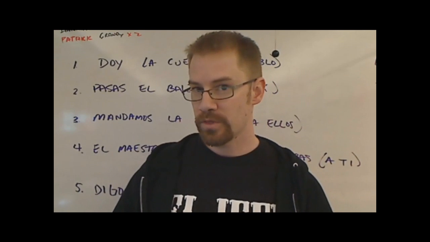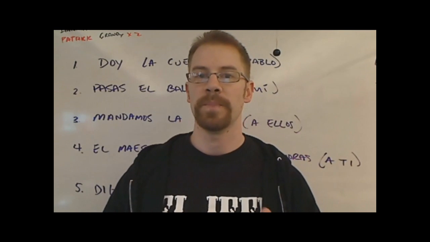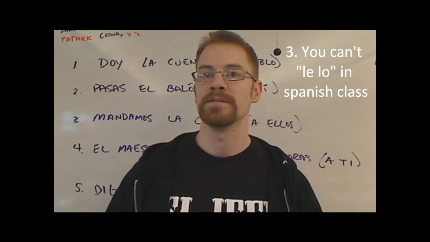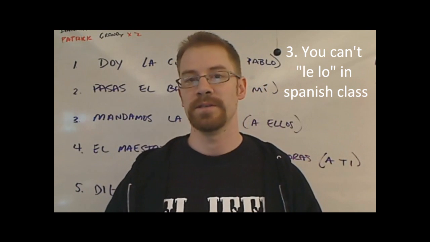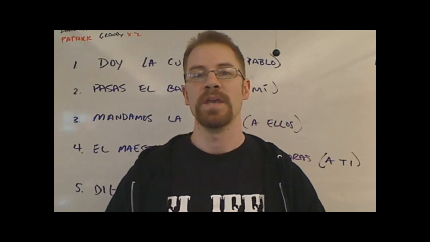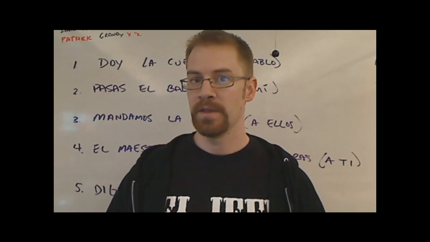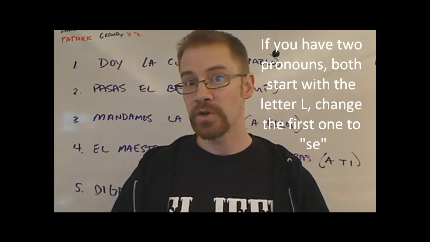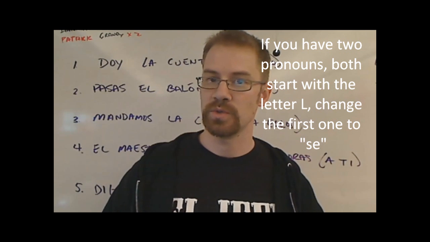And then rule number 3 is if you have 2 pronouns together and they both start with the letter L, for example, le is the indirect object pronoun for him or her, or usted, and then lo is the direct object pronoun for it, for like el taco would change to lo. If you ever have those 2 together, the first one, the le, has to change to a se. So if it's le and lo, or le and la, or le and los, anything, if they both start with an L, the first one, the le or the les, has to change to a se.